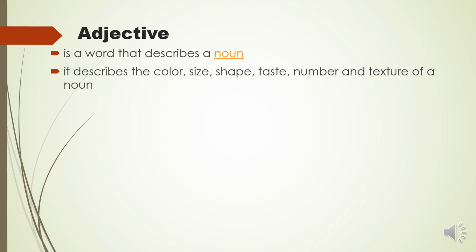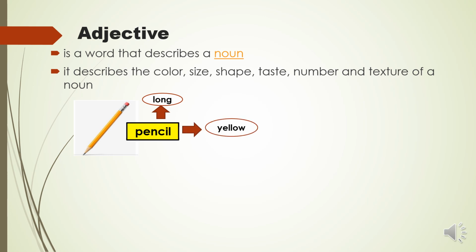First, we have to define what is an adjective. Adjective is a word that describes a noun. It describes the color, size, shape, taste, number, and texture of a noun. For example, I have here a pencil. What are the words that we are going to use in describing a pencil? It is long, yellow, and hard.